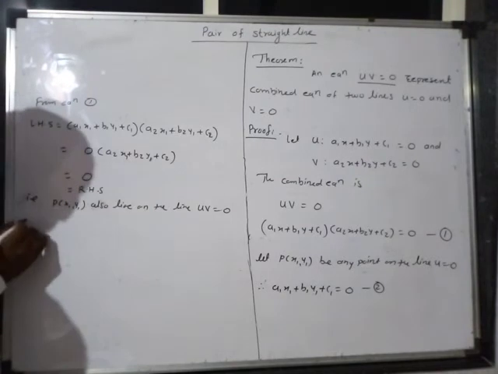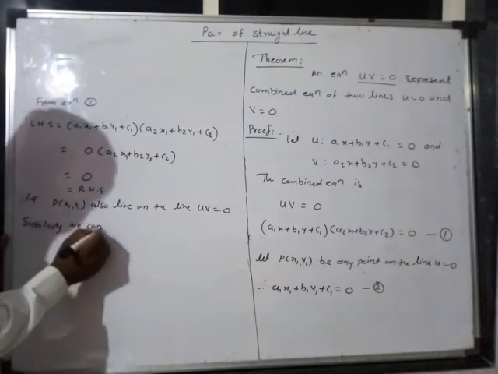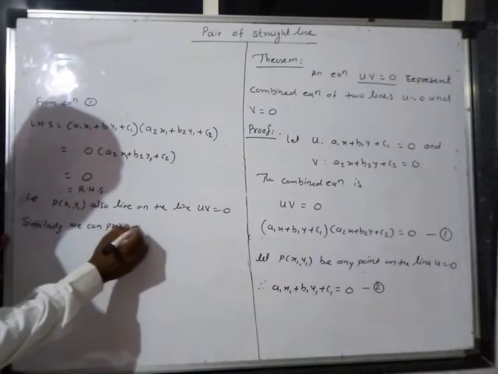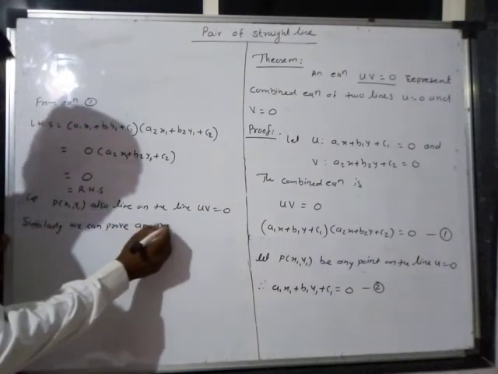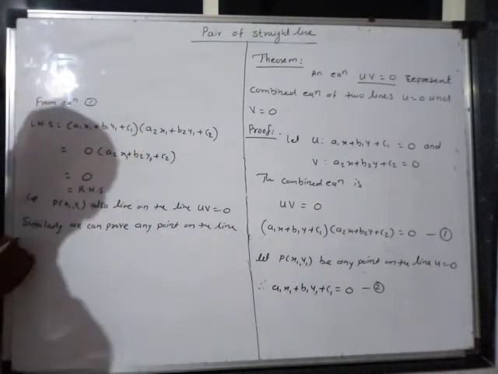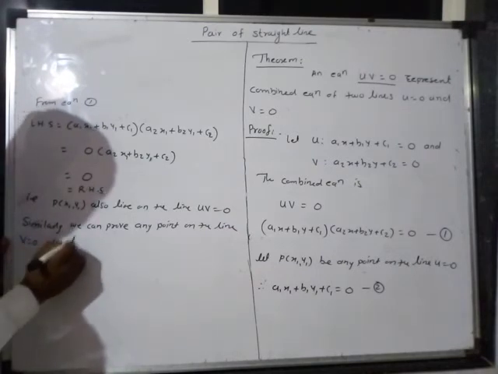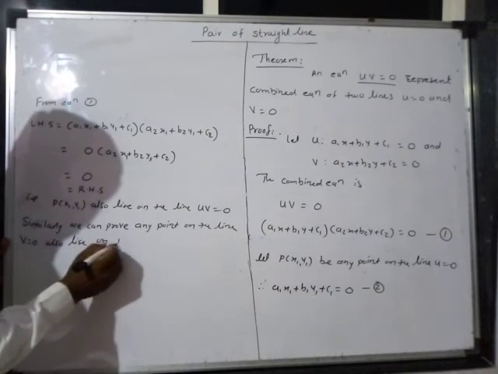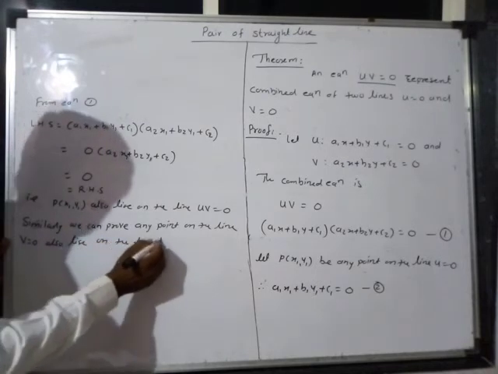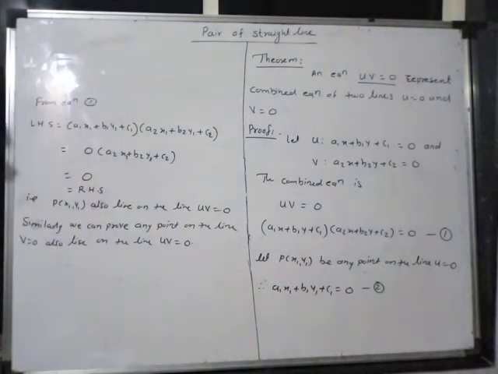Similarly, we can prove any point on the line v is equal to 0 also lies on the line u into v is equal to 0.